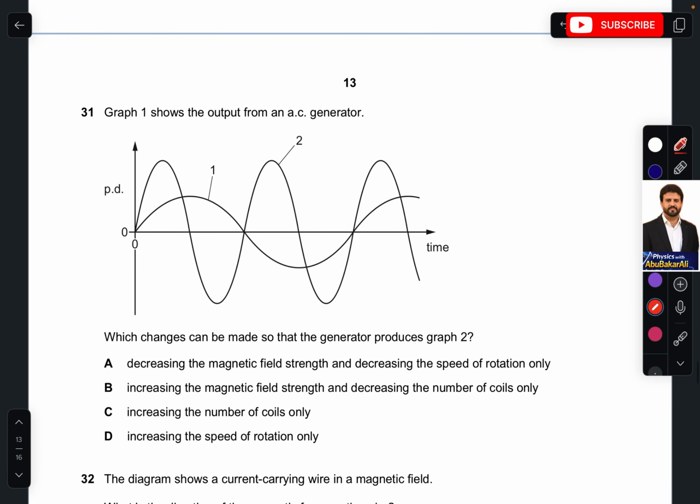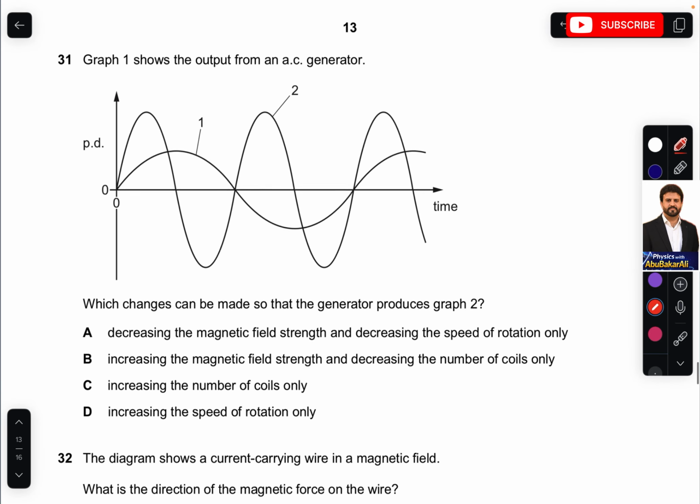In question 31, graph 1 shows the output from an AC generator. Which changes can be made so that the generator produces graph 2? If you see graph 1 and graph 2, what is the difference between them? Graph 2 has higher amplitude and is more frequent. High amplitude and more frequent.